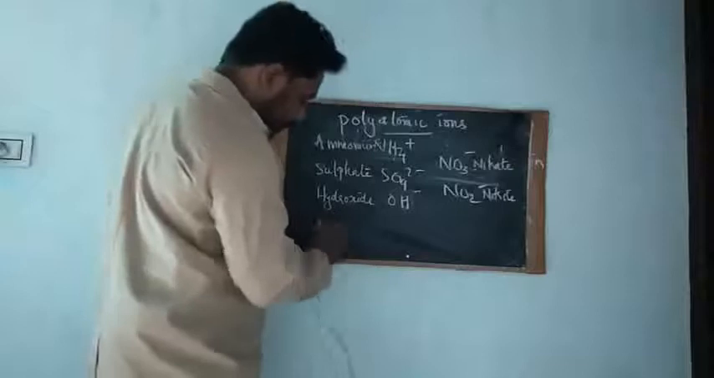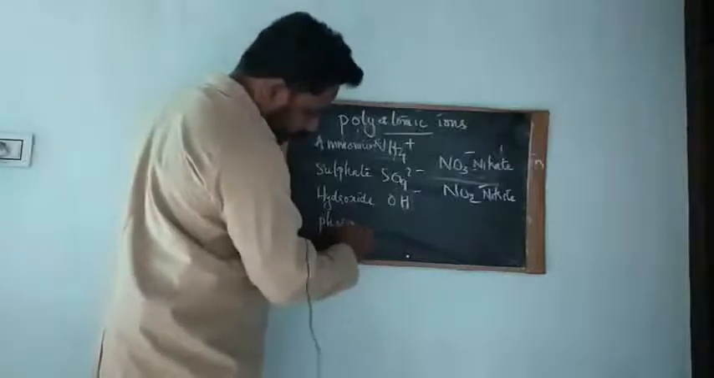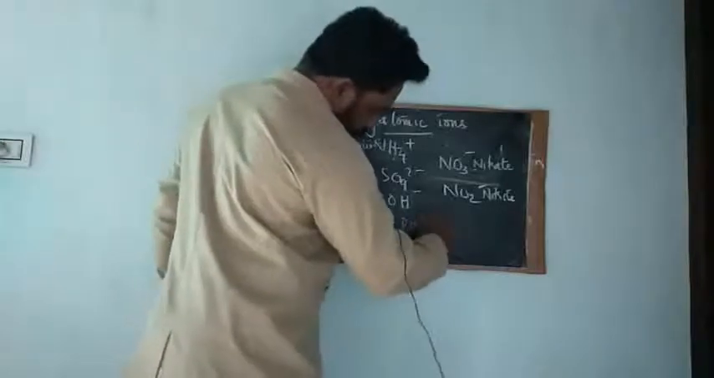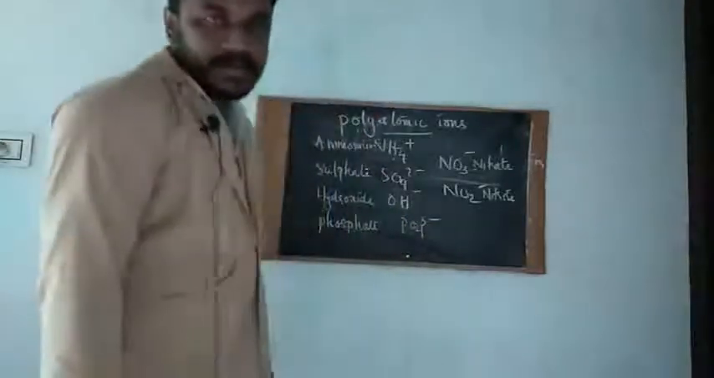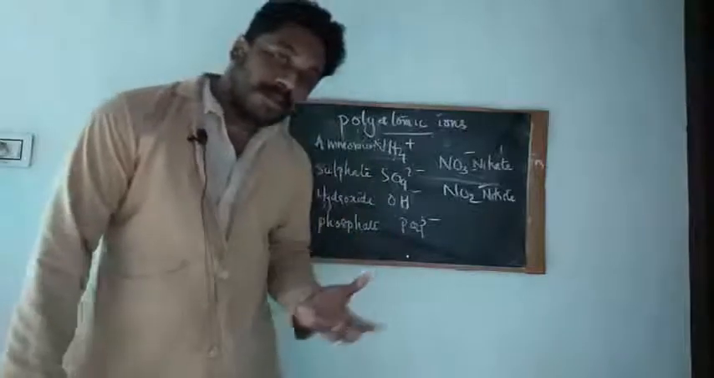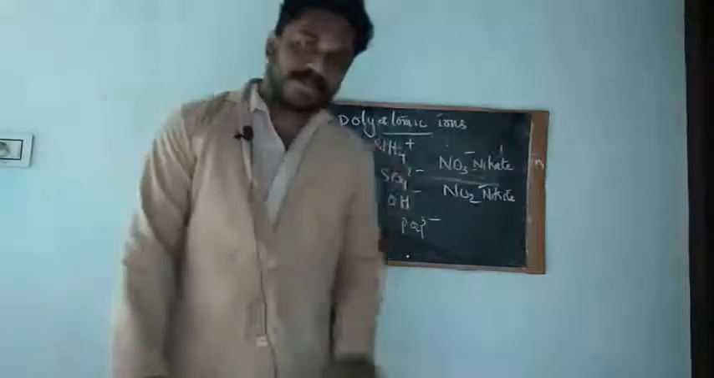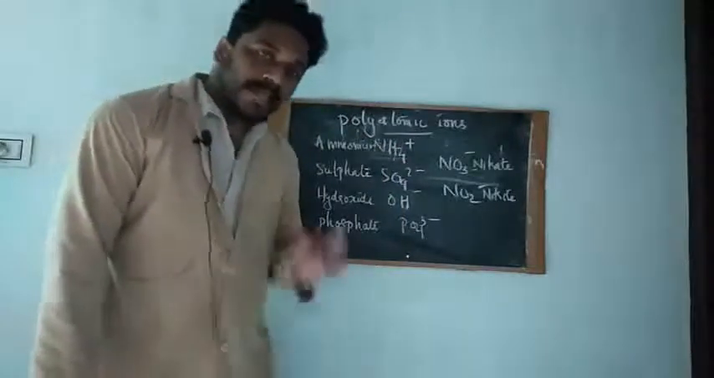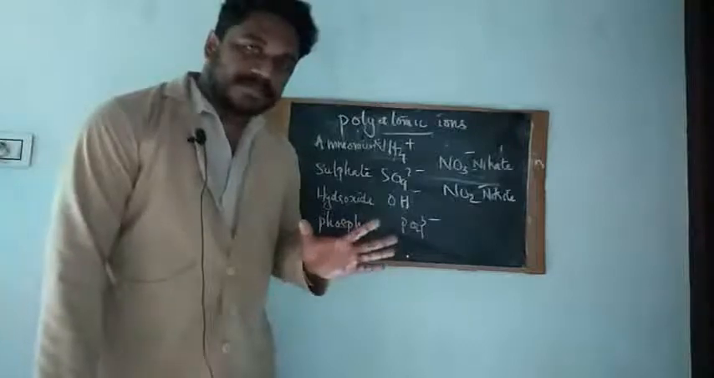And phosphate, PO4 3 minus, phosphate. All these are examples of polyatomic ions. What are polyatomic ions? Charged molecules. Charged molecules are called polyatomic ions. Have you understood polyatomic ions?